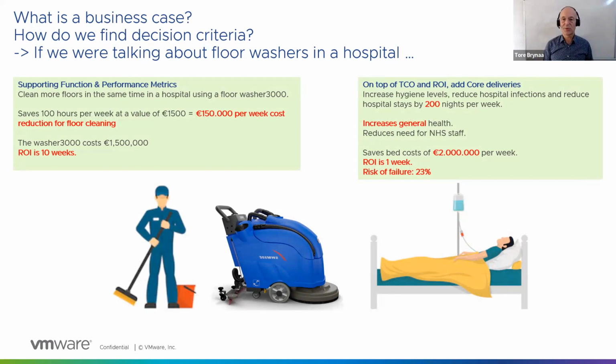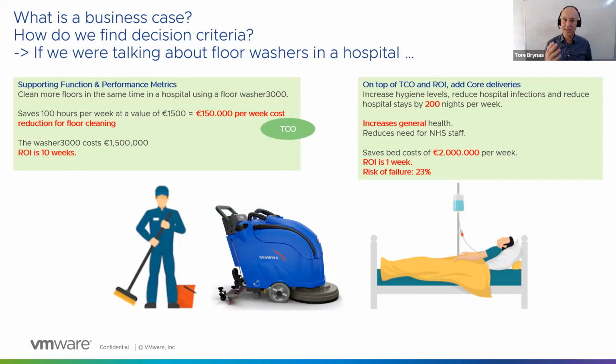What if we were selling floor washers to a hospital? They already have people washing the floors. Why would they need an electric floor washer? So you can look at it and say, well, we want to look at the total cost of ownership. So if we save 100 hours per week at 1,500 euros, then we're going to save 150,000 euros per week on floor cleaning if we get the floor washer.